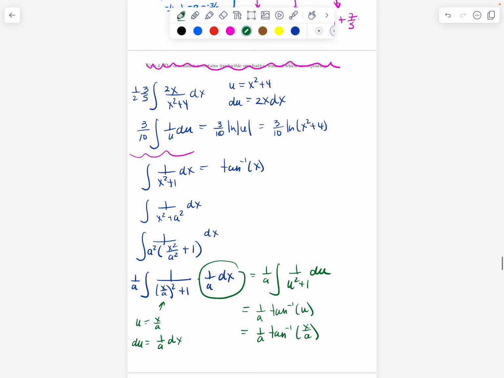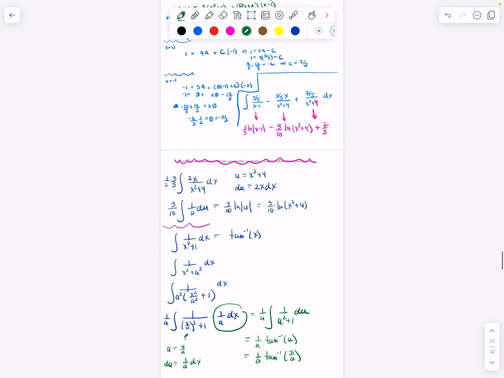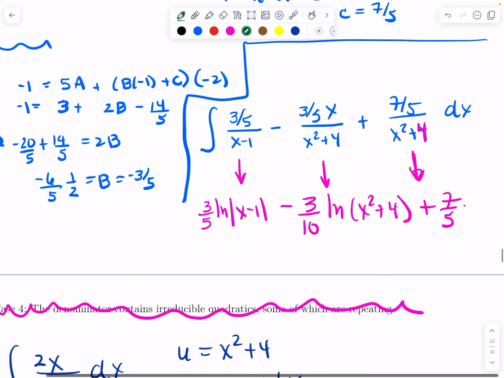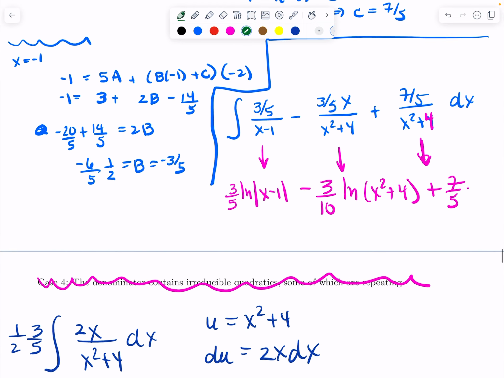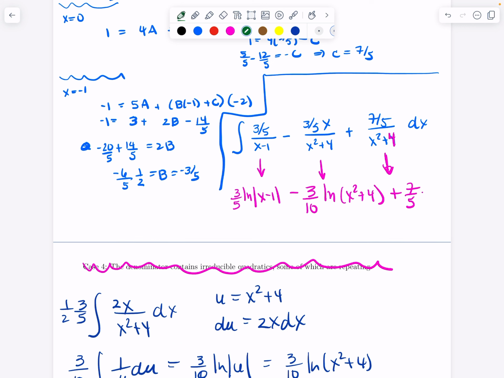So in our problem, we were so close. Our a here is 2, right? We have 4, which is 2 squared. So this should be, I wish I could make it, I'll make it come down below. This should be plus 7/5 times 1/2 arctangent of x over 2. Let's see.